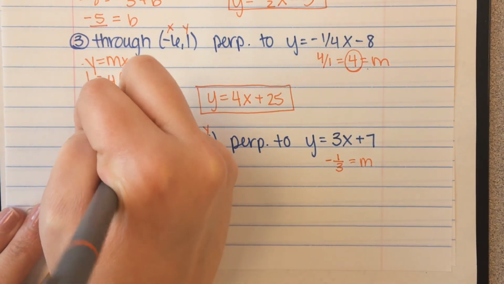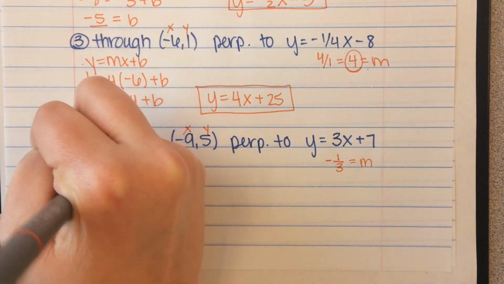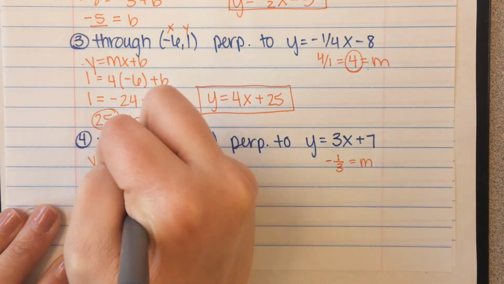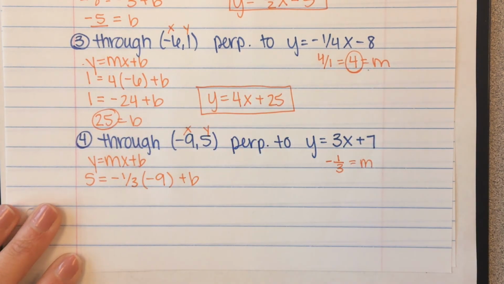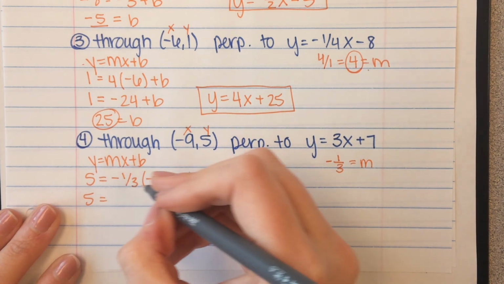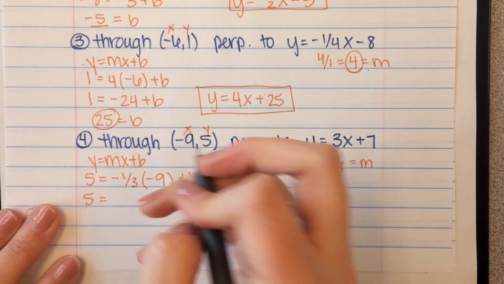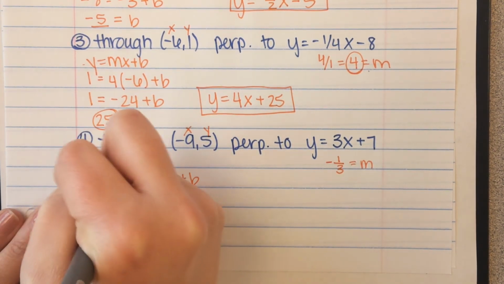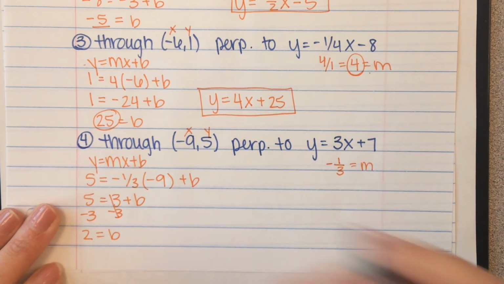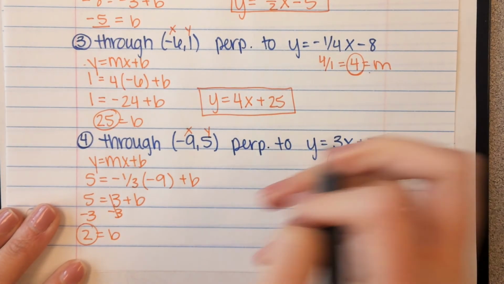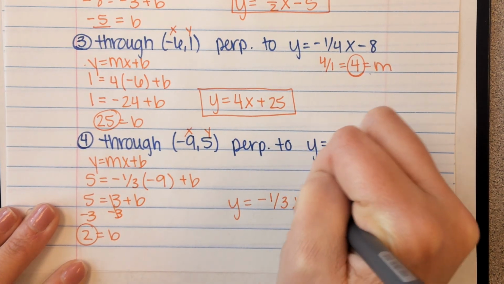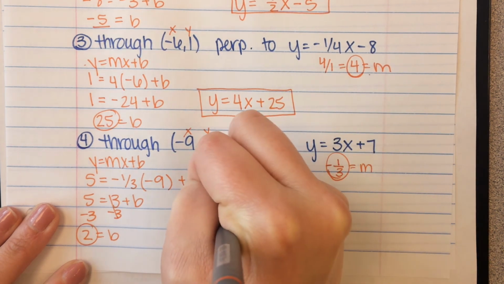So y equals mx plus b. I know that y is 5, m is negative 1/3, x is negative 9, and then plus b. Simplify. Negative 1/3 times negative 9, so a negative times a negative makes a positive. 1/3 of 9 is 3, so that's 3 plus b. We can subtract 3 from both sides, and we get 2 equals b. We have our b, we have our m, so y equals negative 1/3 x plus 2.